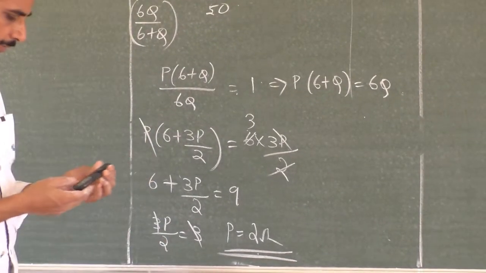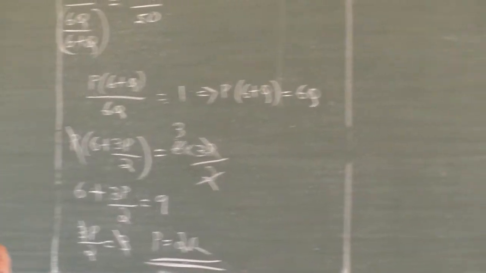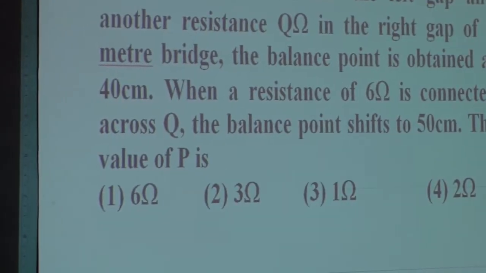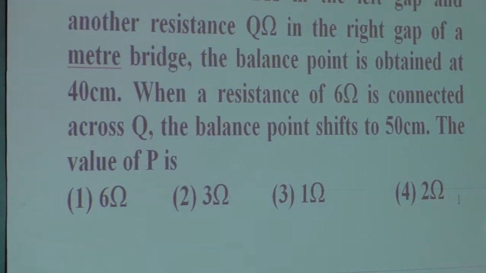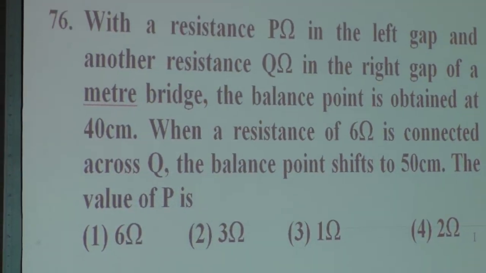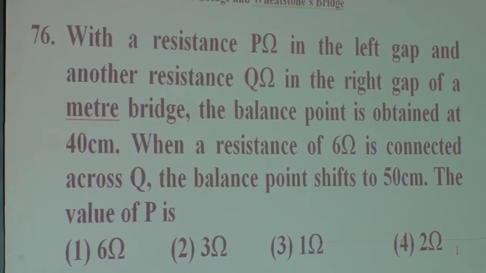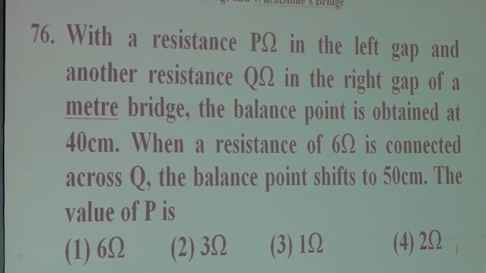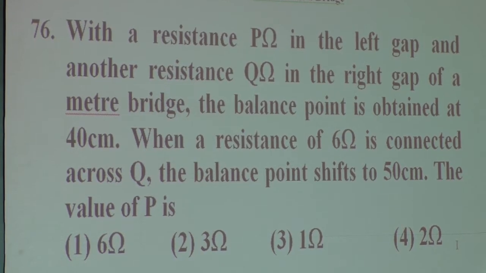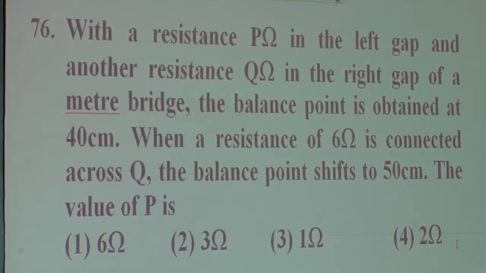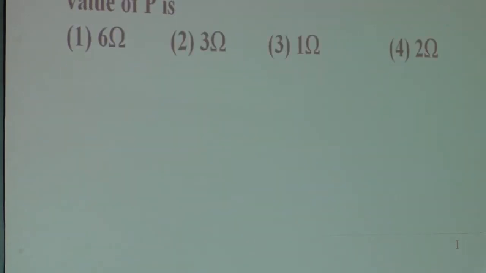So if you go back to the problem, you'll get the answer 2 ohm. It's the fourth option which is correct. Option number 4. So simply you have to know how to convert that 6 ohm connected in parallel, how to change it with the balancing length. Of course they have given the balancing length 50 centimeter directly. Even you must know that it should become 10 centimeter more. Okay, we will go to the next problem.